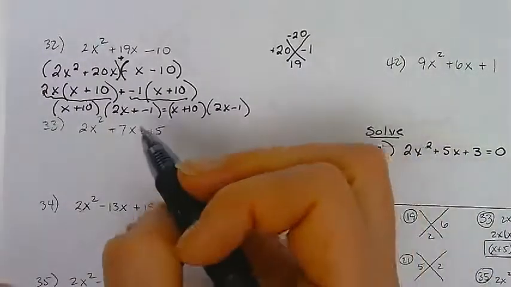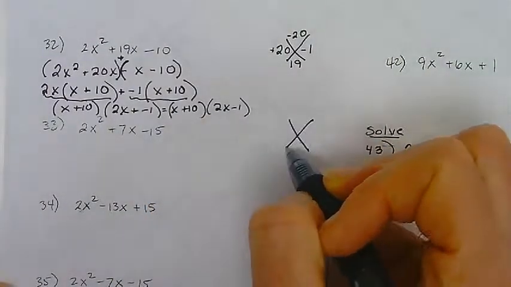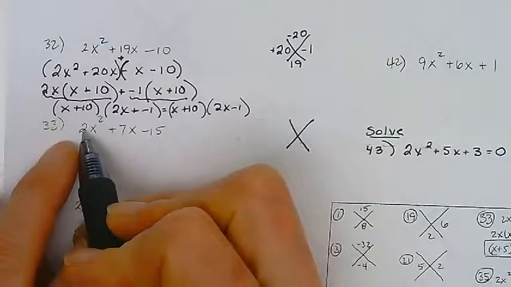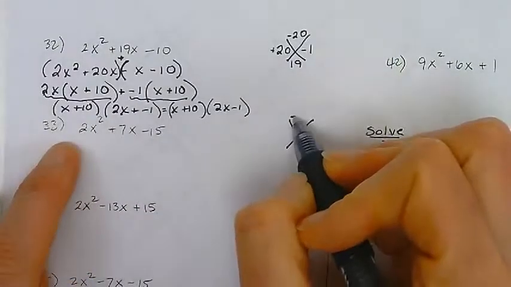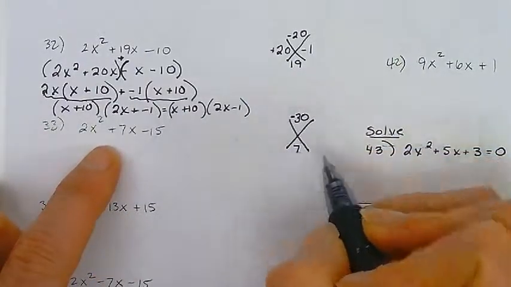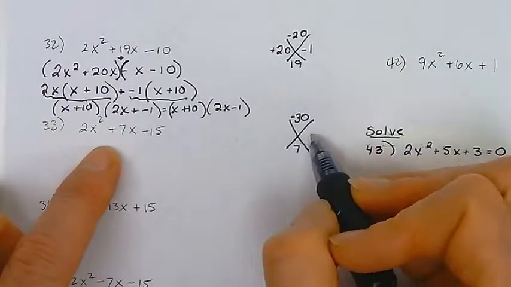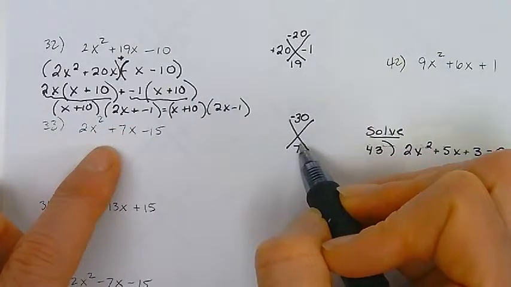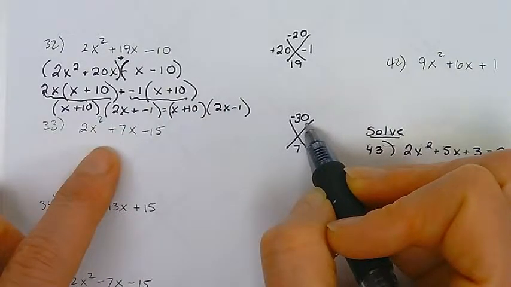Number 33. A times C is negative 30, and B is 7. What two numbers will add to 7 but multiply to negative 30?